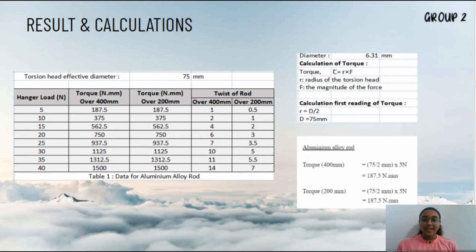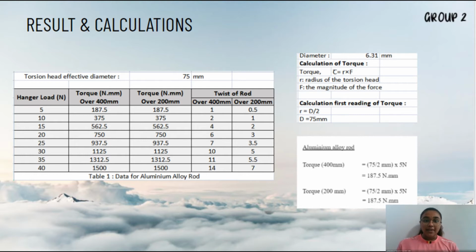Good day everyone, I am Keshwini and I will be presenting the results and calculations for Experiment 6, torsion of bar. The constant data given is the torsion head effective diameter, which is 75 mm. The formula to calculate torque is equal to the radius of the torsion head multiplied by the magnitude of the force. To obtain the radius of the torsion head, we divide the diameter by 2, where the diameter is equal to 75 mm.